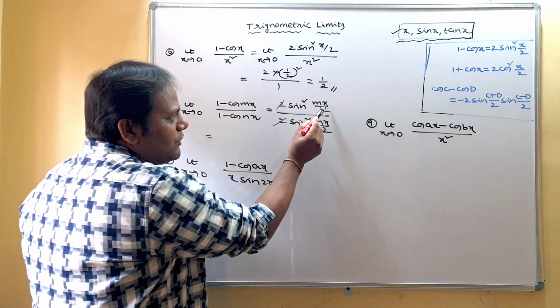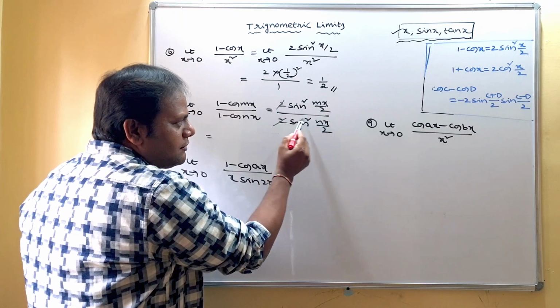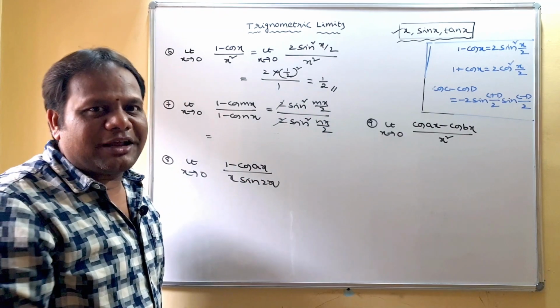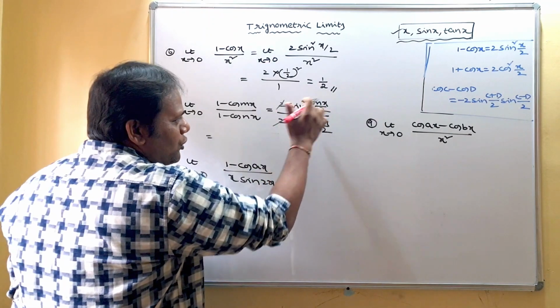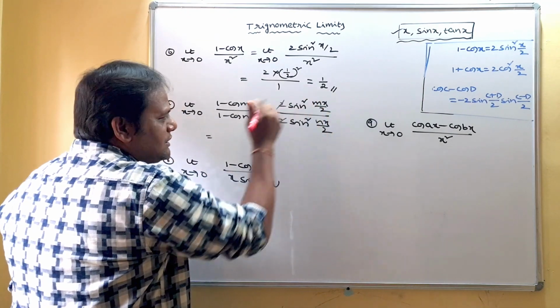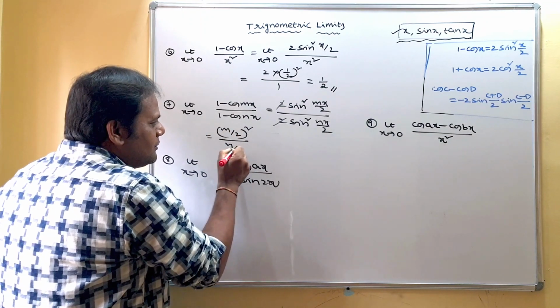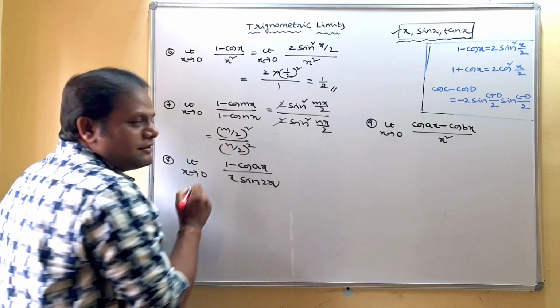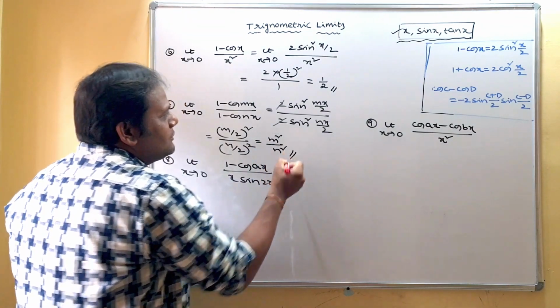See, here we have x but square, so 2x. Here also 2x. Yes, the number of x are equal. So what is the answer? Here the coefficient is m by 2, square we have, so it is m by 2 whole square, by n by 2 whole square. What is the answer? m square by n square.